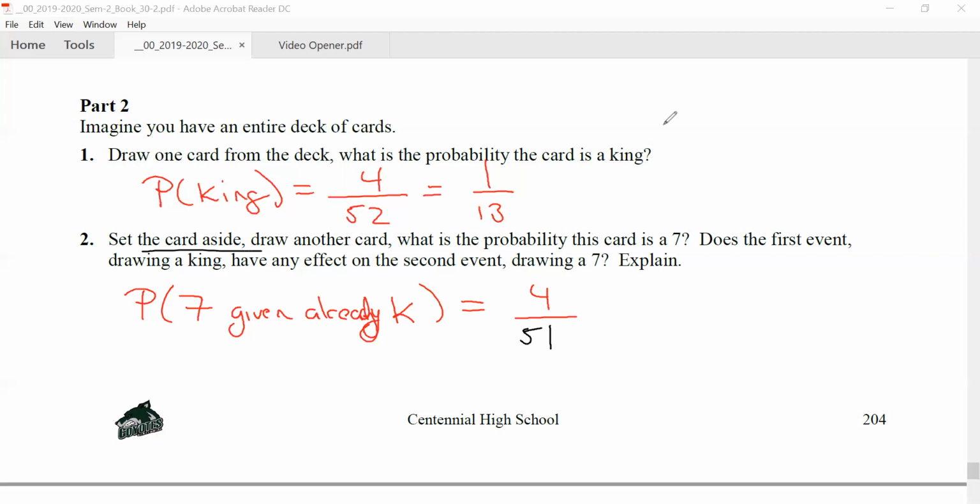Does the first event affect the second event? The probability? Absolutely, absolutely, because it lowered how many possible outcomes there were. So this would be known as dependent. It has an effect on what's happening next.